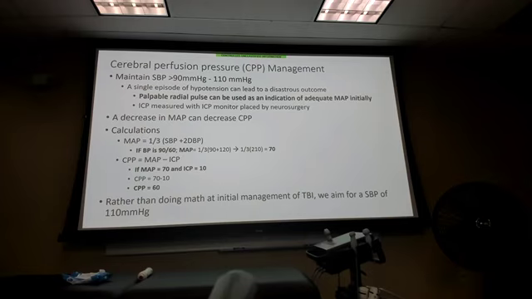Like we talked about, decreasing the MAP can decrease the CPP. So when we're doing calculations, we want to know what that CPP is, so we take our MAP minus our ICP. So if our BP is 90 over 60, our MAP is 1/3 of 90 plus 120, so that's 70. So you take 70 minus whatever the ICP is, we'll say 10, so your CPP is 60. And that's adequate.